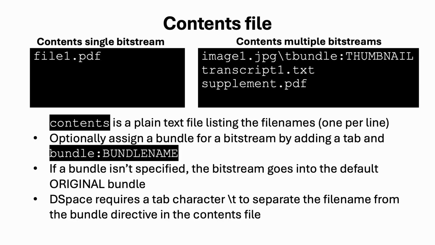Next, we need to create a contents file. The contents file is a plain text file listing the file names of the Bitstreams you are uploading. File names are entered one per line. You can also assign a bundle for the Bitstream by adding a tab character, \t, to indicate the appropriate bundle for your Bitstream. If a bundle isn't specified, the Bitstream goes into the default ORIGINAL bundle.